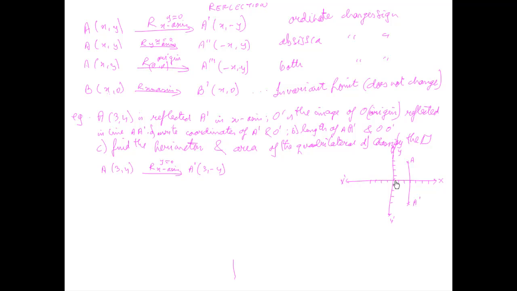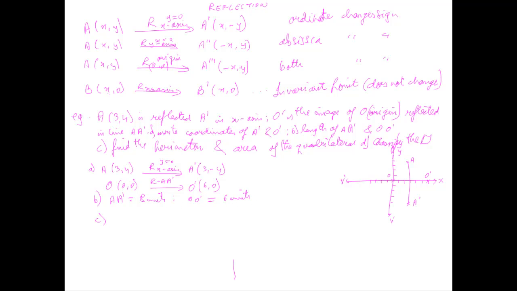Now children, O is this point. It's reflected as 3 units here, so it'll come 3 units over here. That's the coordinates of O dash. So O 0, 0 reflected in the line A dash will give us O dash, whose coordinates come out to be 6, 0. That's part A. For part B, they ask for the length of A dash. We literally count it: 1, 2, 3, 4, 5, 6, 7, and 8. So A A dash is equal to 8 units and O O dash is equal to 6 units.